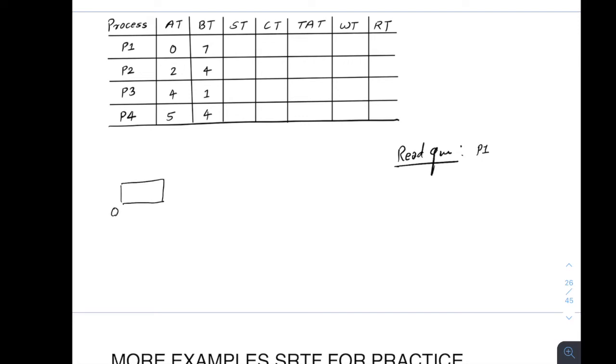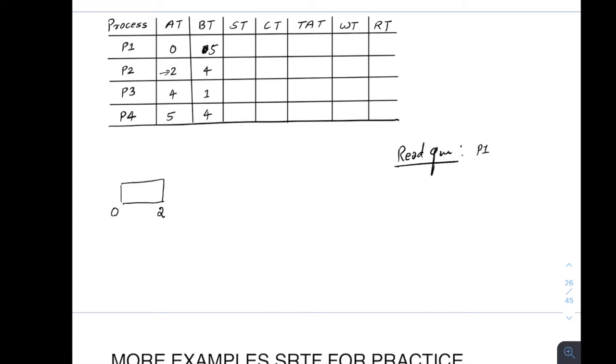Now at time 2, P2 is arriving, so you can only reschedule at time 2, because if P2 has lower burst time than P1, then you have to schedule P2, right? And you have to see the remaining burst time. That is also important. This is 7, this is 4, and P1 ran from 0 to 2, so it became 5, the remaining burst time. That's why it is called shortest remaining time first.